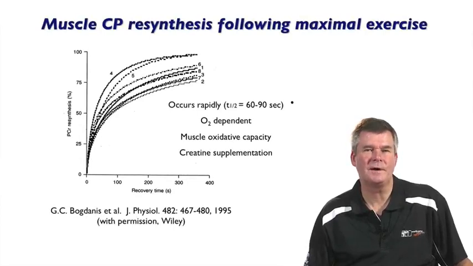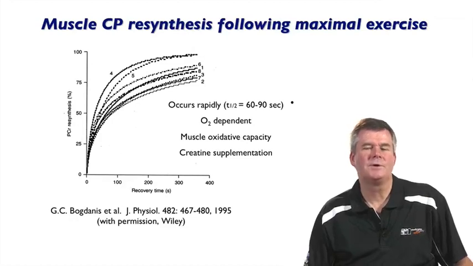If we look at creatine phosphate resynthesis, which is occurring in this early recovery period, this is a process that occurs very rapidly. The half time is in the order of 60 to 90 seconds, which means after 60 seconds of recovery, you've restored about half of your degraded creatine phosphate stores. It is dependent on oxygen availability. If you occlude the circulation and prevent oxygen being delivered to the muscles, you prevent the resynthesis of creatine phosphate.